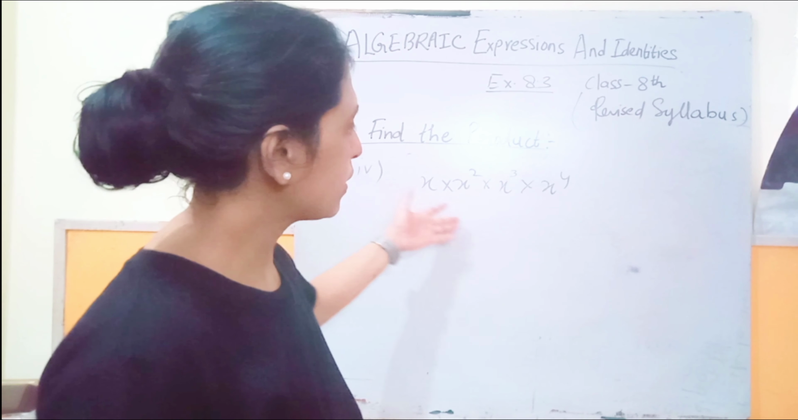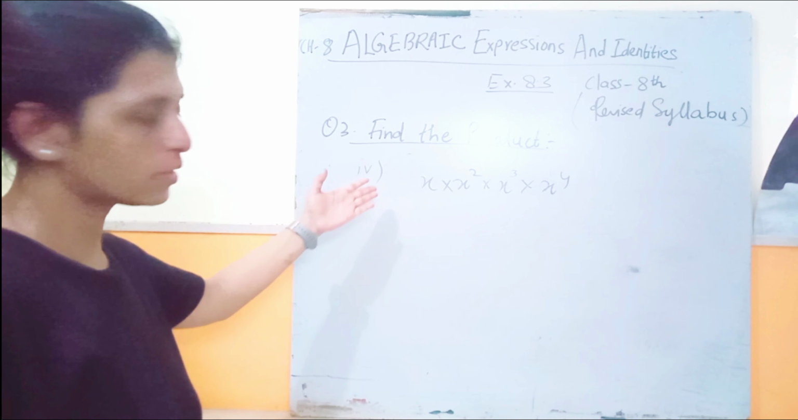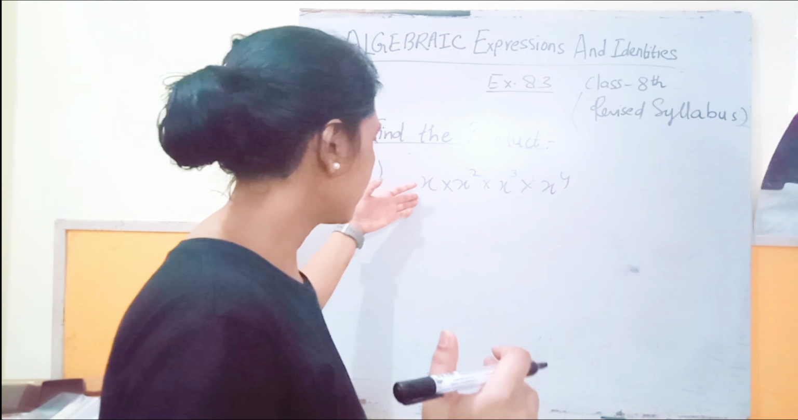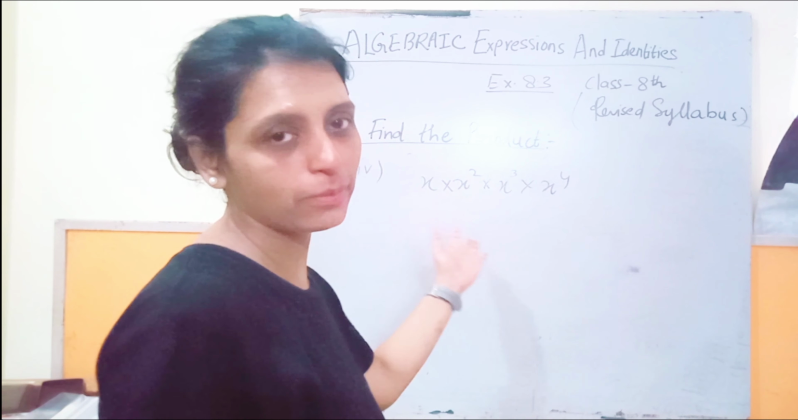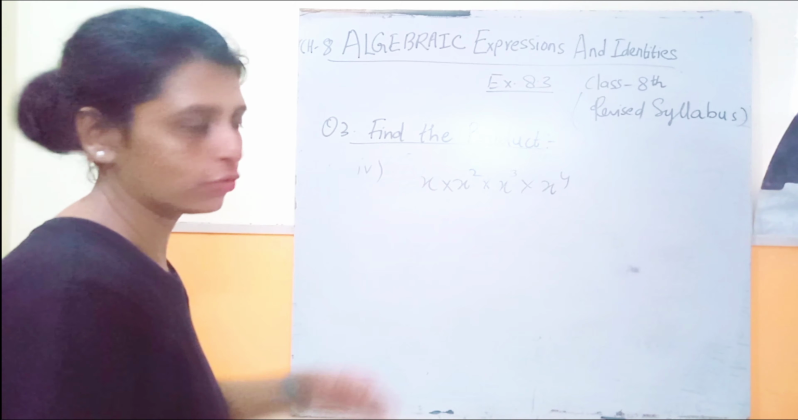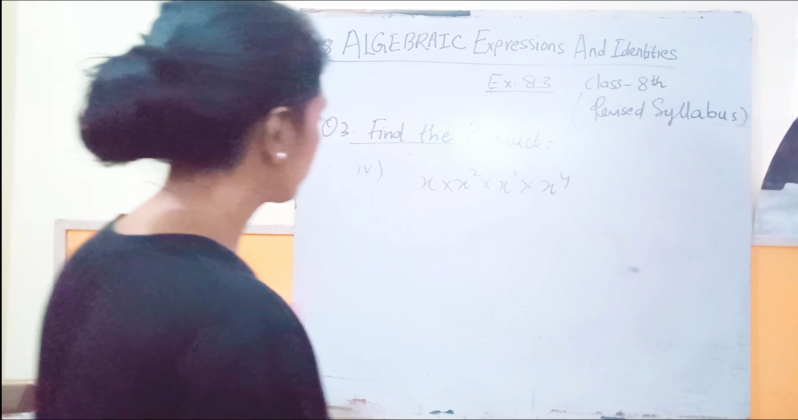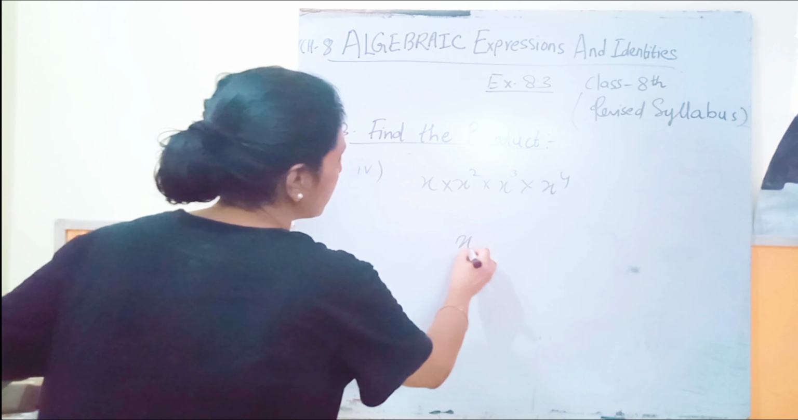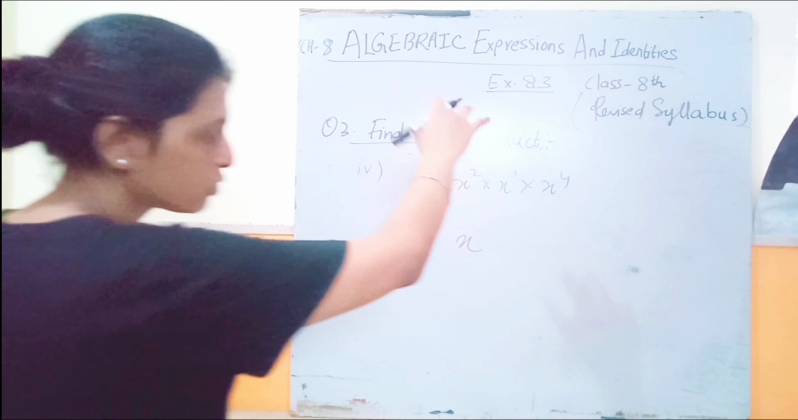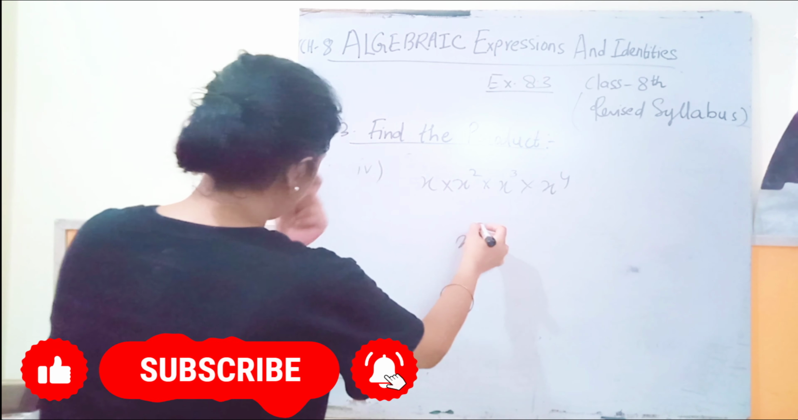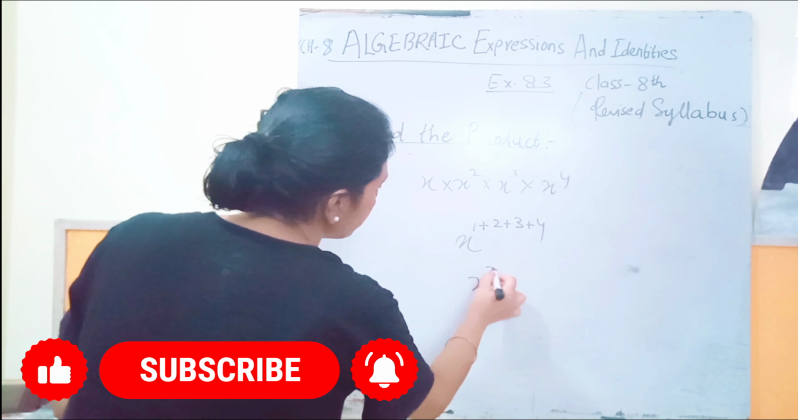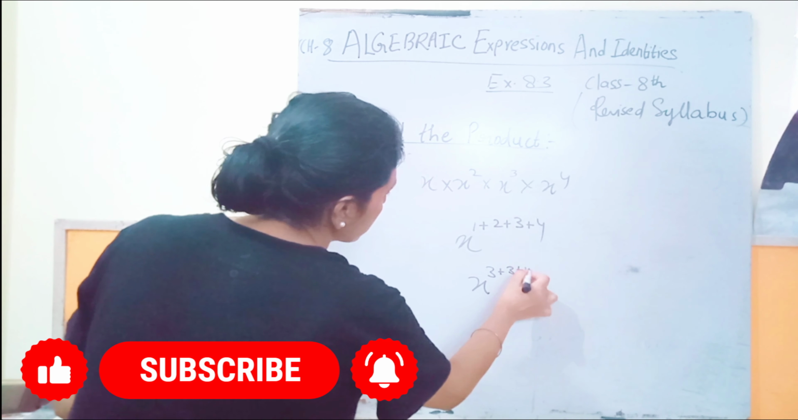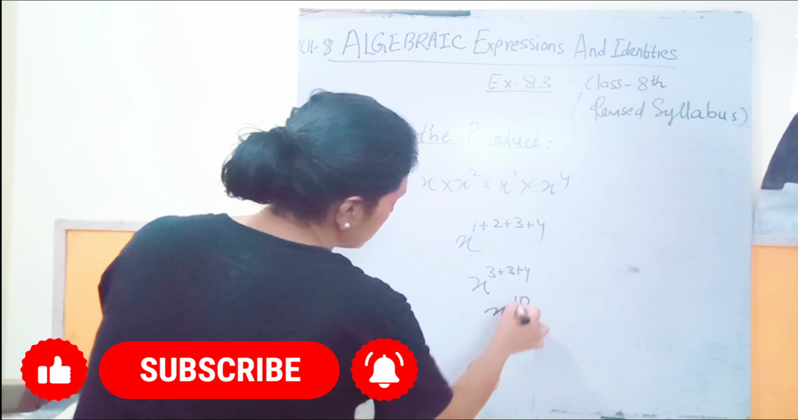Children, the last part of the third question is the easiest one. Okay, x multiplied by x to the power 2 multiplied by x to the power 3 and multiplied by x to the power 4. Same bases, just apply the laws of exponents because multiplication is the operation, so we will just add all the powers. So it will be 1 plus 2 plus 3 plus 4. Okay, so it will be 3 plus 3 plus 4. That is x to the power 10.